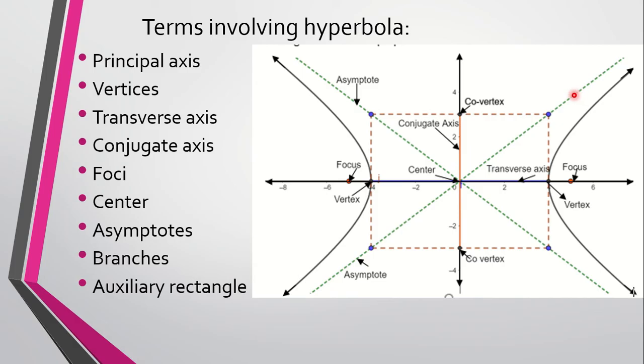Auxiliary rectangle. So, ito yun. So, ito yung rectangle natin. So, ito yung vertices, saka yung co-vertices. Pag nag-create tayo ng rectangle, nadadaanan yung vertices at co-vertices natin, yan yung tinatawag na auxiliary rectangle.